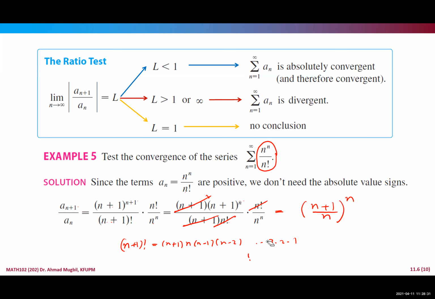What is this, guys? This goes to what? What is the limit of this when n goes to infinity? Infinity. This goes to what when n goes to infinity? In other words, what is the limit of this?